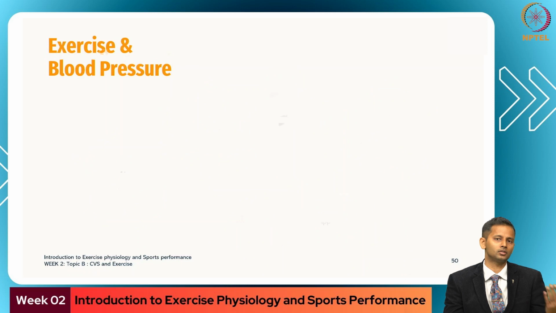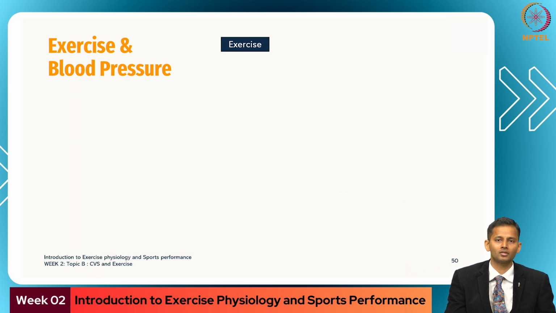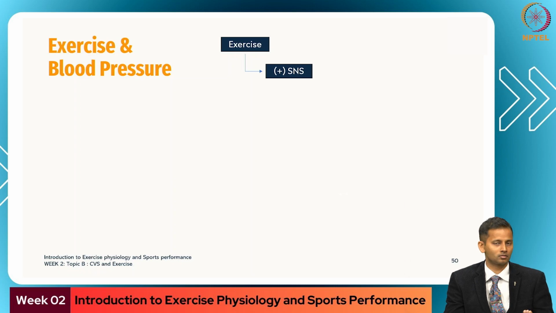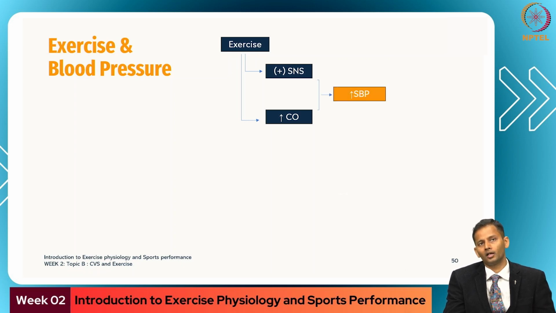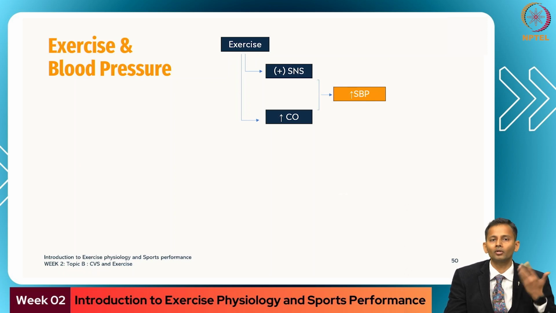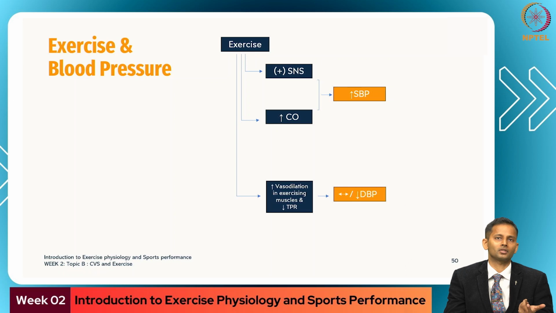That's the determination of blood pressure based on these factors. So what happens to the response of blood pressure with respect to exercise? When you do exercise, as said earlier, you stimulate the sympathetic nervous system. So it also increases your cardiac output, and because of which there is an increase in the systolic blood pressure, because the more the output, the more the sympathetic tone, so you have an increased systolic blood pressure.